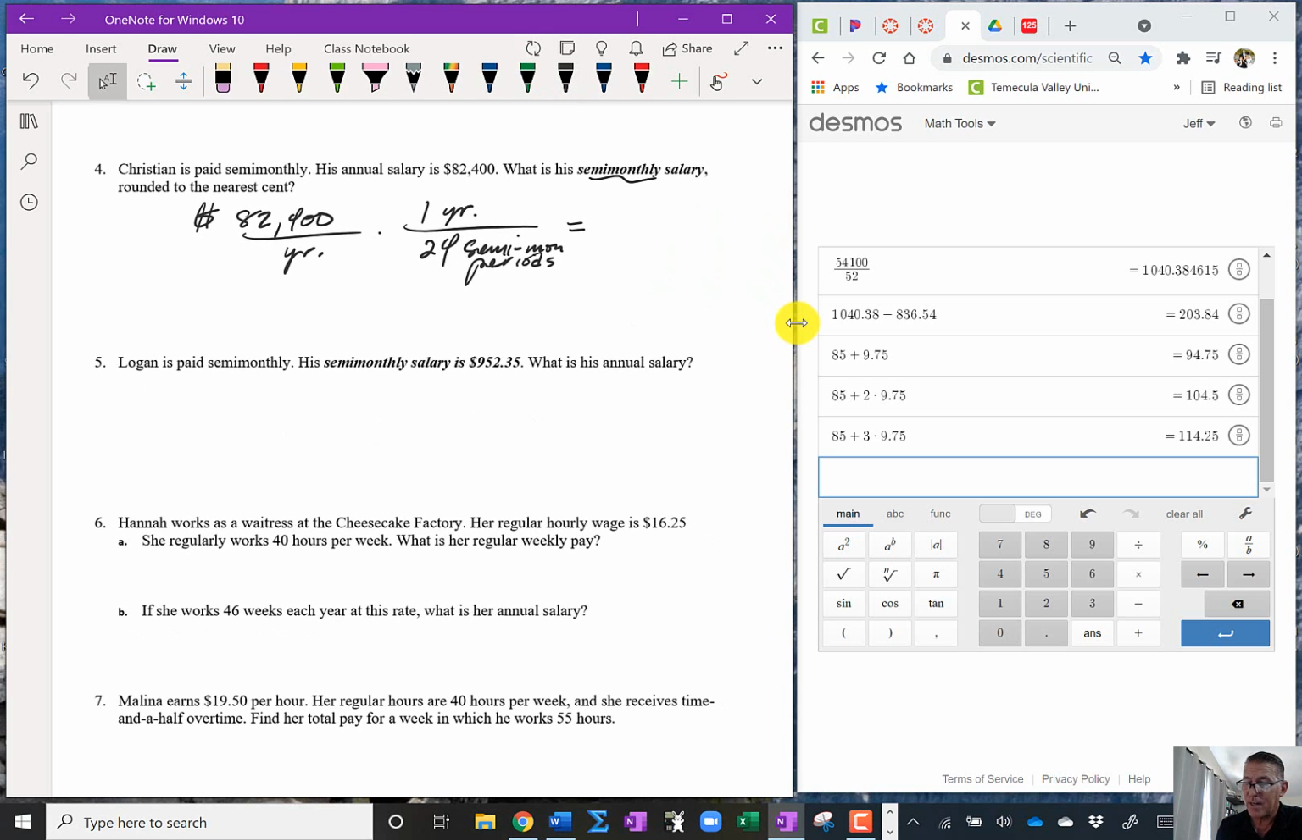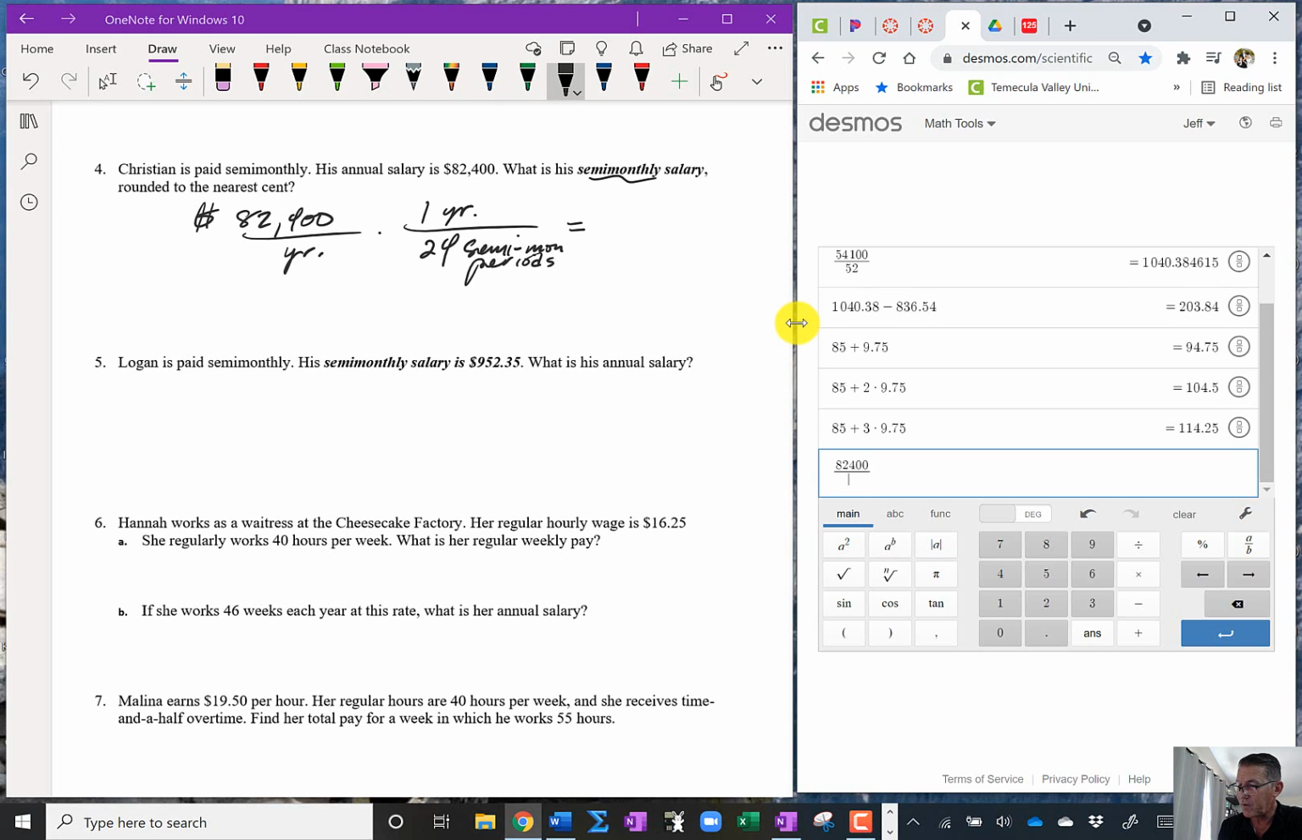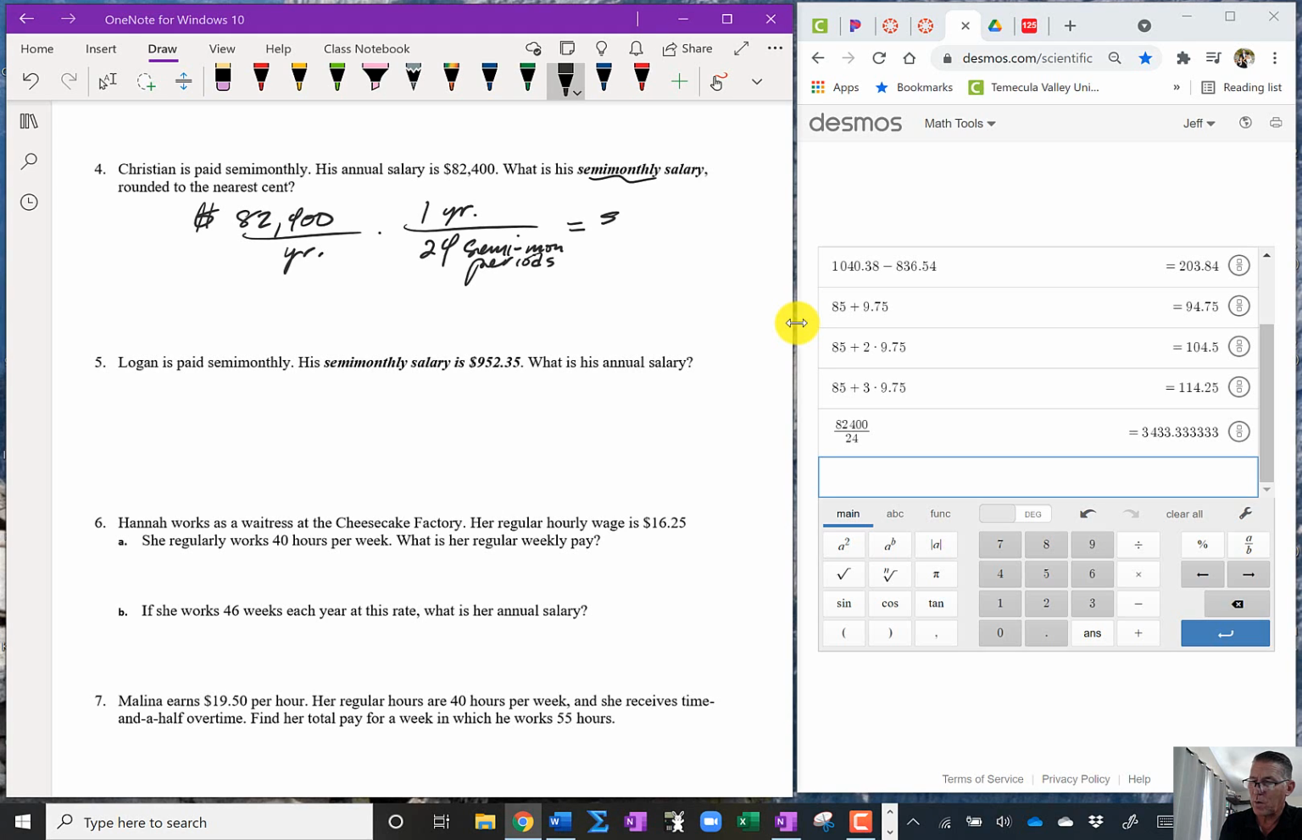All right, and you have to take 82,400 and divide that by 24. All right, and you get a whopping $3,433.33 if we round it. All right, and that's per semi-monthly period, pay period. Okay, so like I said, it's twice a month. For 12 months, that's 24 times a year. That's different than bi-weekly, so remember that. Bi-weekly is totally different.